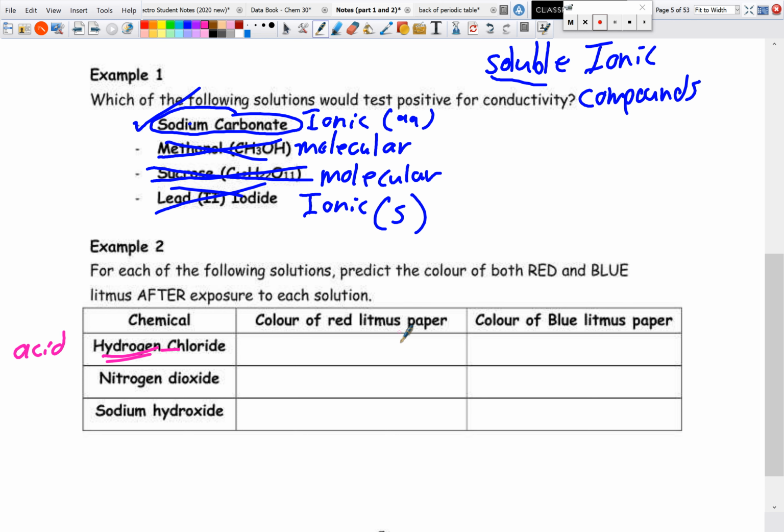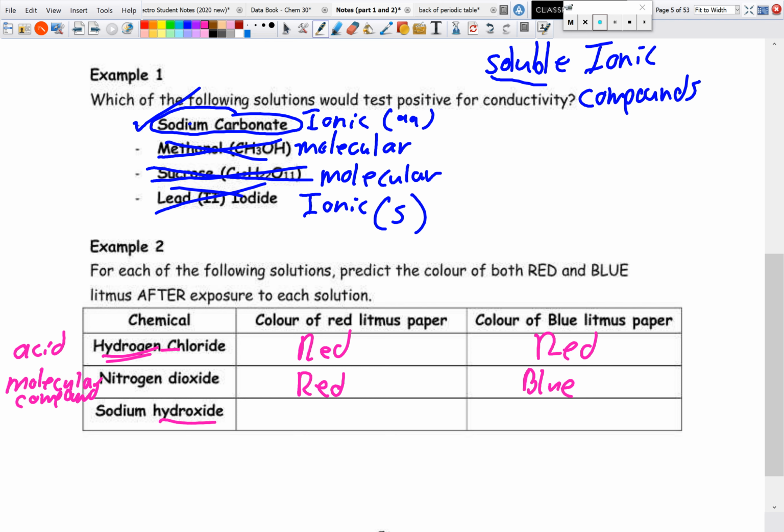So if it's an acid, that means red litmus paper will stay red. Blue litmus paper will turn red. That's what an acid will do. Our nitrogen dioxide is a molecular compound. So it's not an acid or a base. I don't see hydrogen in there, I don't see that COOH, and I don't see hydroxide, so it's just molecular. That means it will not change the color of any litmus paper. So red stays red, and the blue will stay blue.